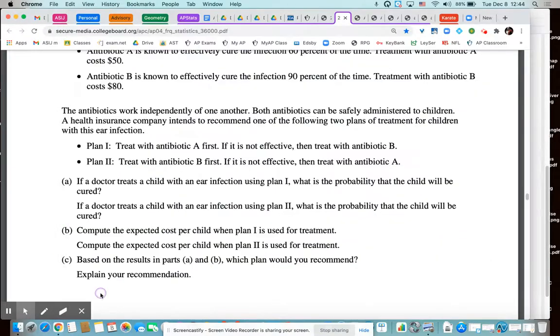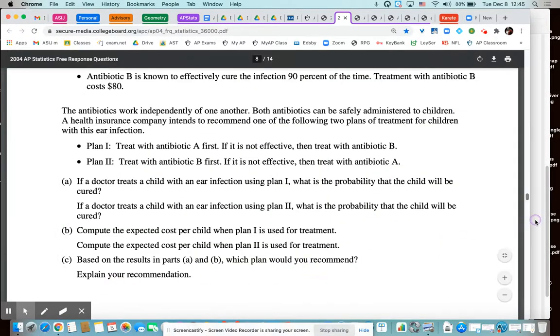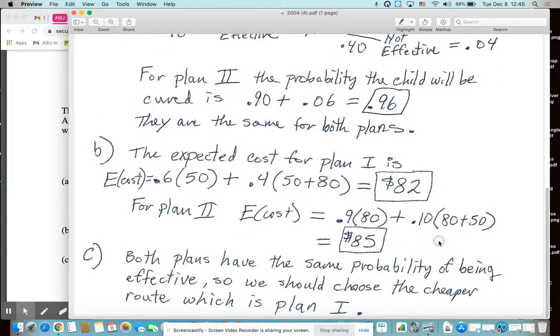And that's what question C is. What would you recommend? Well, I would recommend plan 1. They have the same probabilities, but plan 1 is cheaper. So why not go with that one? Okay, and that's the end of the problem. Thank you very much.